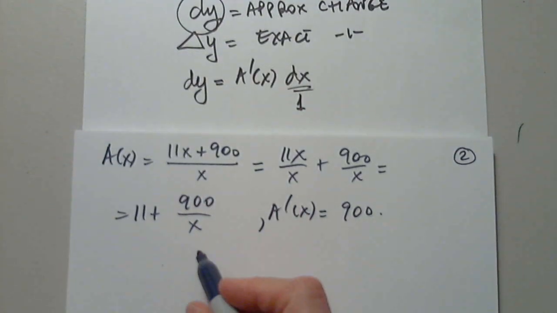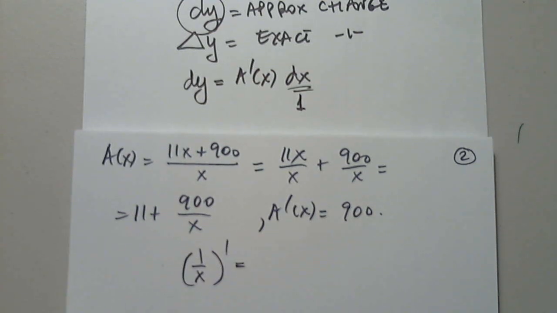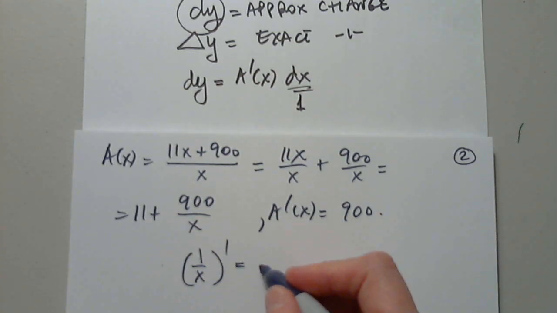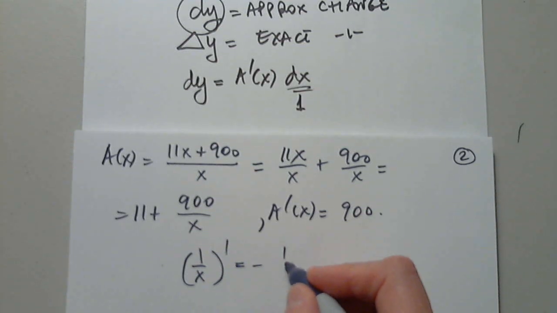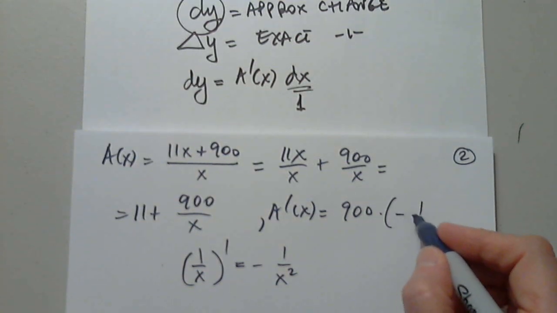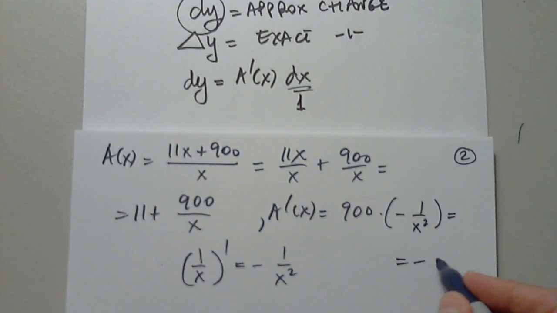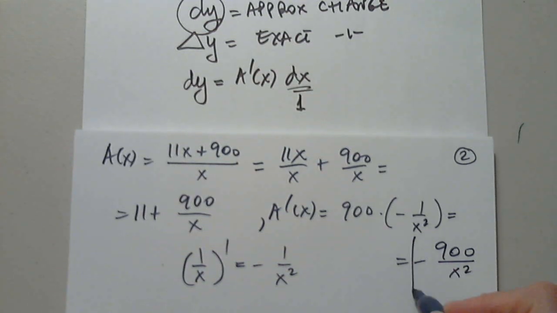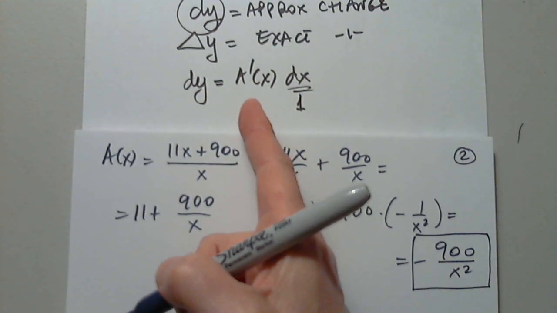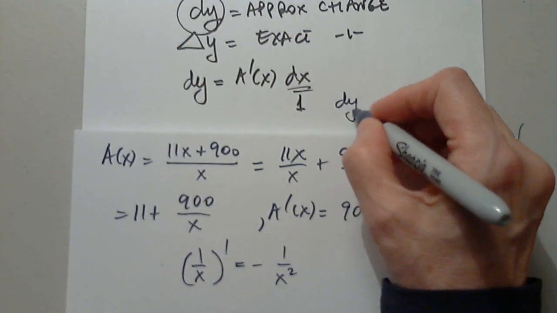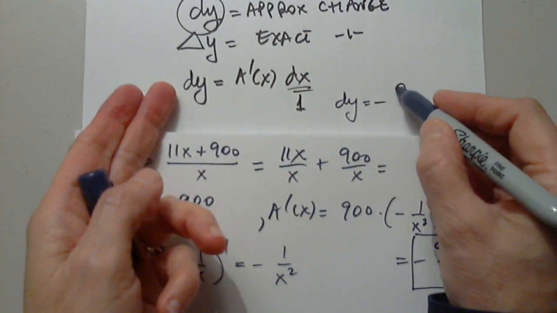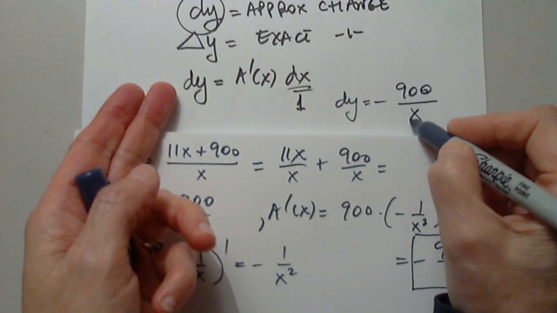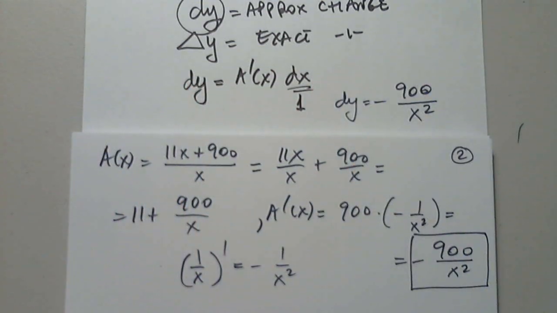We talked about that formula many times before. What is 1 over x prime equal to? -1 over x squared. Excellent. So when I multiply by -1 over x squared, I can write it nicely. Very good. Thank you so much. Like this. This is it. I plug it in there. So then dy equals -900 over x squared times dx, which is 1.